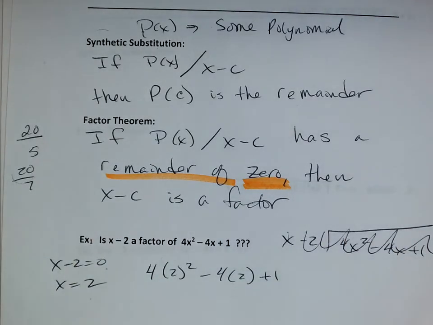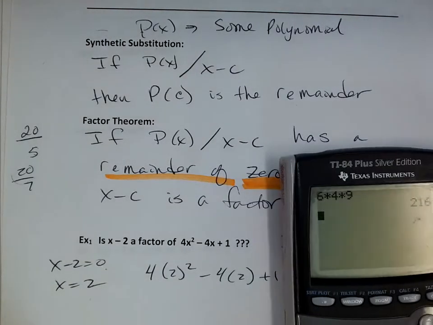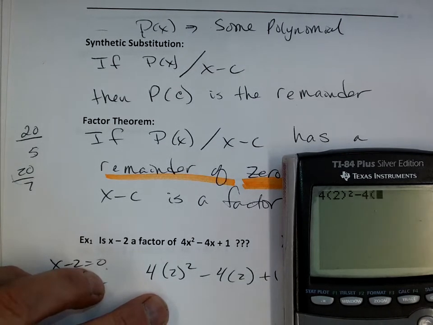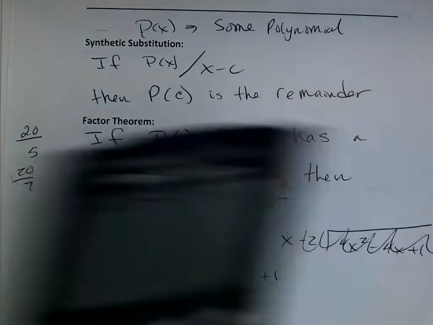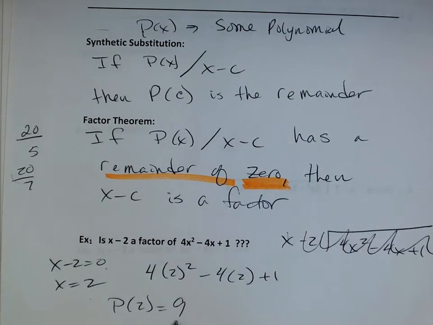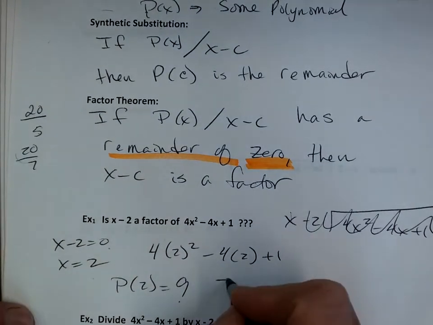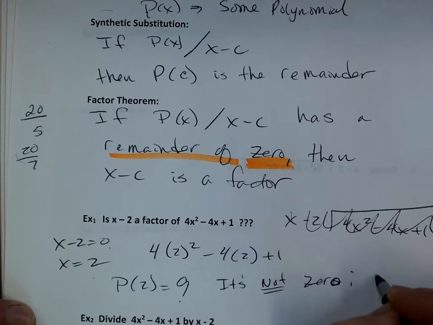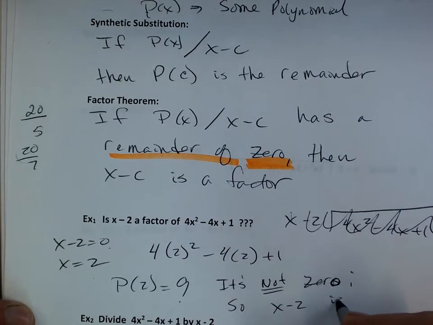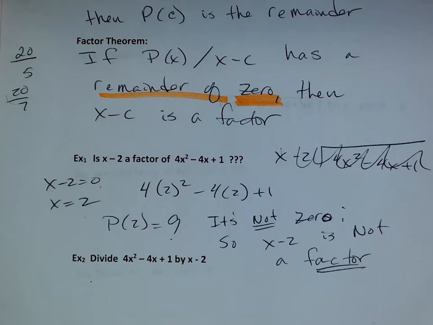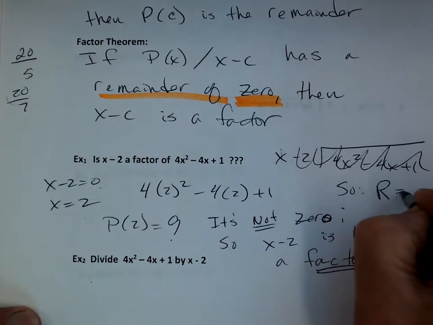Let me get my calculator. I don't think the answer is 0. It'd be nice if it was 0, but I don't think so. Just use my calculator. I'm going to go clear. 4 times 2 squared, minus 4 times 2, plus 1. I get an answer of 9, okay? So P of 2 equals 9. So, here's what we know. It's not 0. So, x minus 2 is not a factor. But it's the remainder. So, we do know this. The remainder is going to be 9, okay?